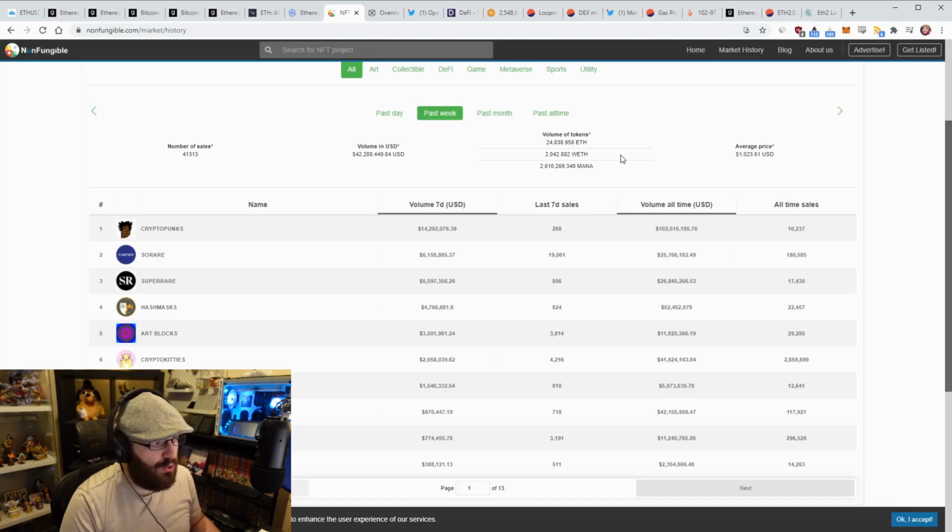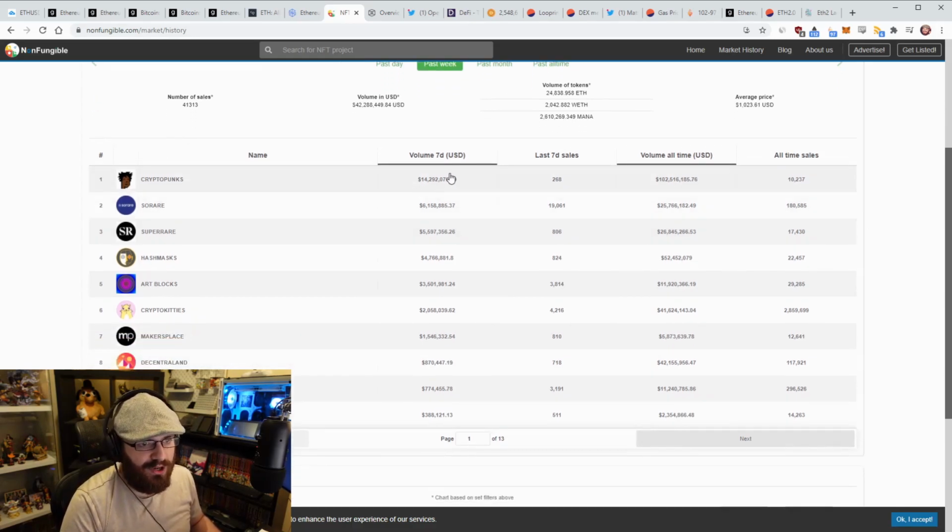So as I said, I wanted to talk about the NFT growth during the last month. I think February really was the month of NFTs, right? This site shows just the volume over the last 7 days, which includes a bit of March, of course. Over the last 7 days, CryptoPunks did $14 million worth of volume. Sorare, which I think is a collectible trading card game for soccer, did 6 million. SuperRare did 5.6. Hashmasks almost 5 million.